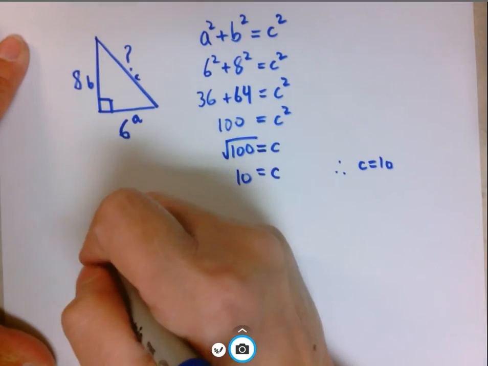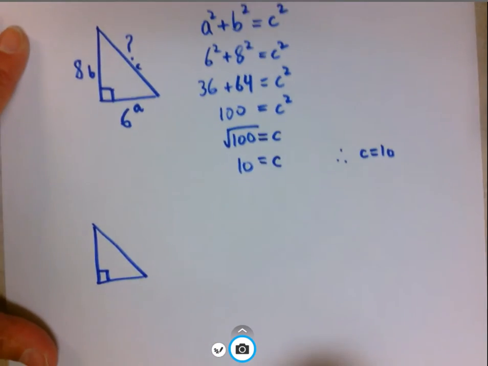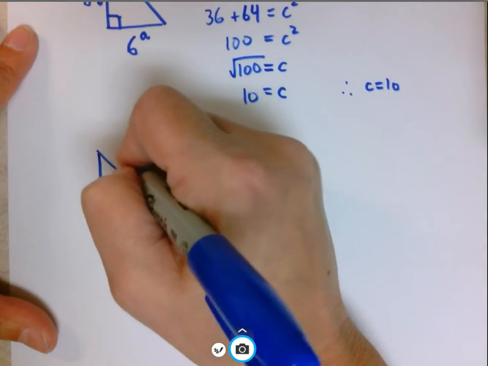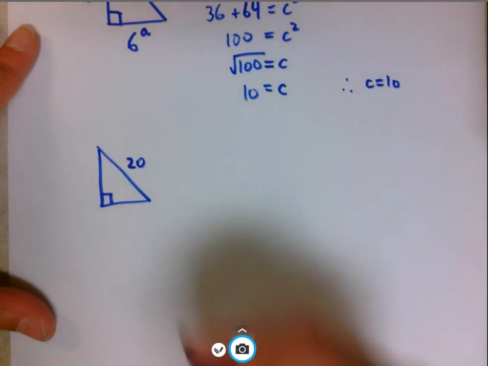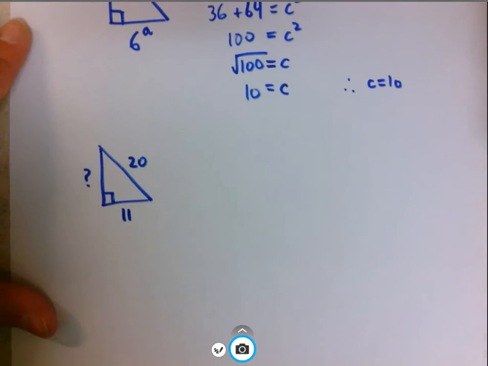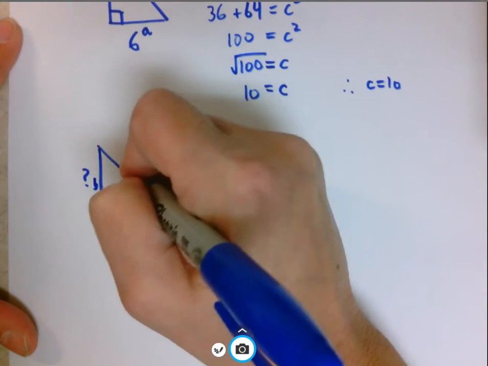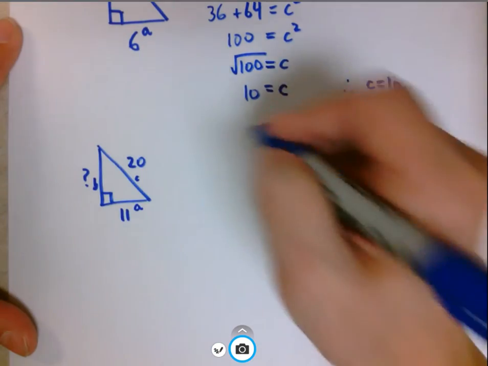All right, another example is we use the Pythagorean theorem to find one of the legs, so one of the shorter sides. So let's say I know that this one's 20 and this one's 11, and I don't know this one. Okay, and the diagram is not drawn to scale, but that should be okay. So label it A, B, and C. Remember, C is always the longest side.